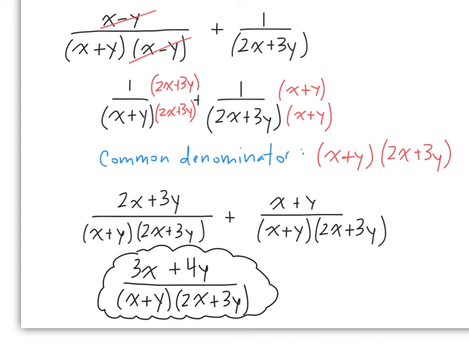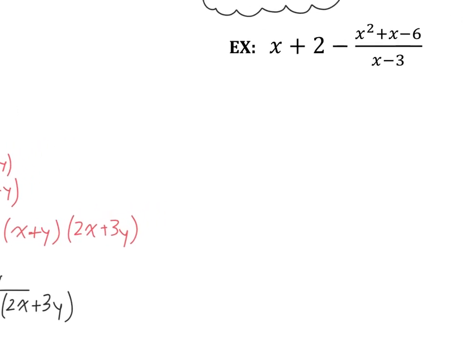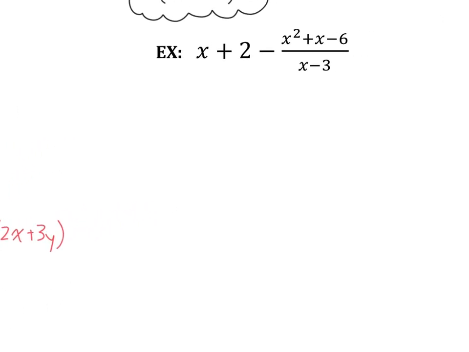All right. Finally, on to the very last problem. x plus 2 minus x squared plus x minus 6 over x minus 3. Now, what we can look at here is this x term is simply x over 1. This 2 is simply 2 over 1. And now we have this x minus 3 in the denominator.